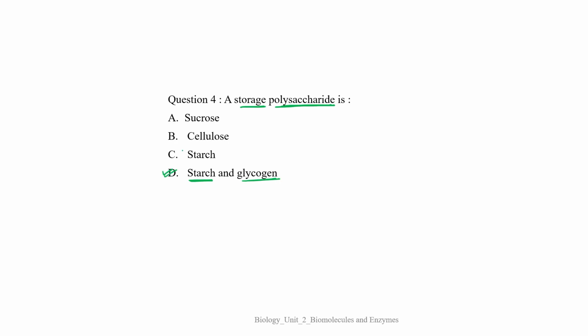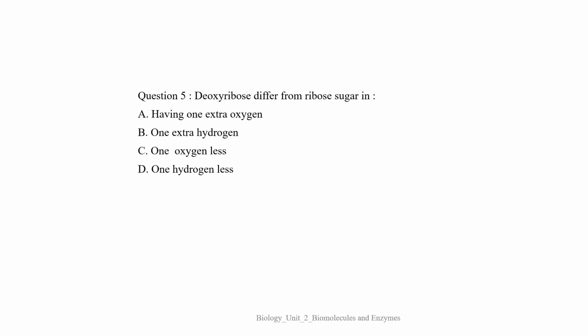If we have to choose one out of the C and D choice, we have to consider D as the more correct option because they have given two different choices: starch as a storage polysaccharide in plants, while glycogen in animals. Is this clear? So choice number D would be the correct answer. Clear? Now let's move to the next question, question number 5.